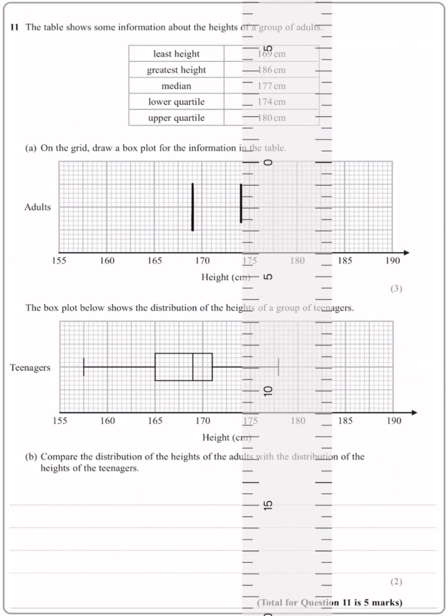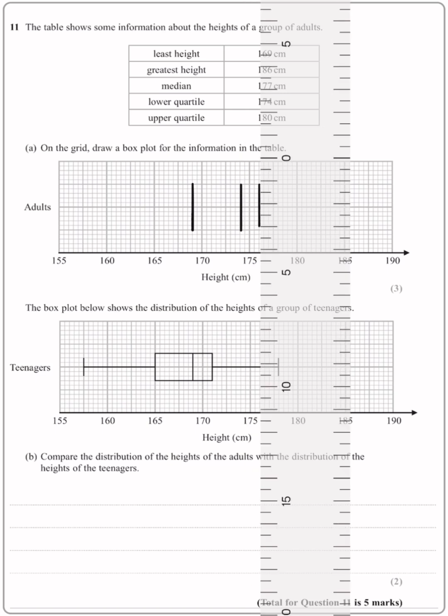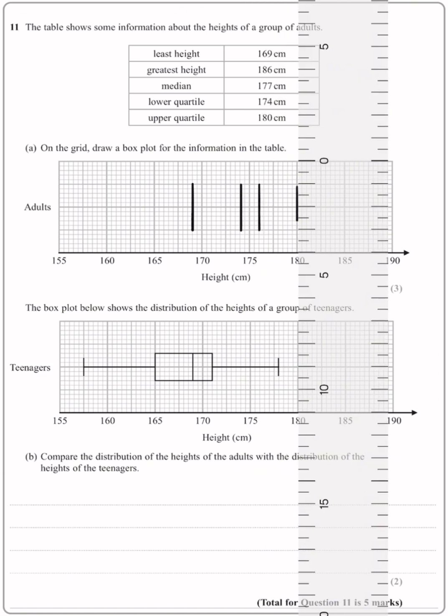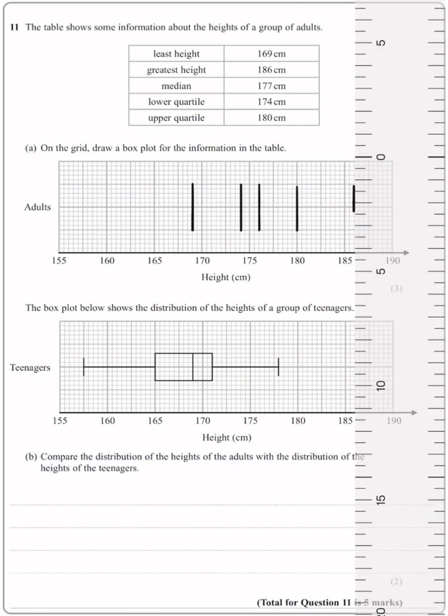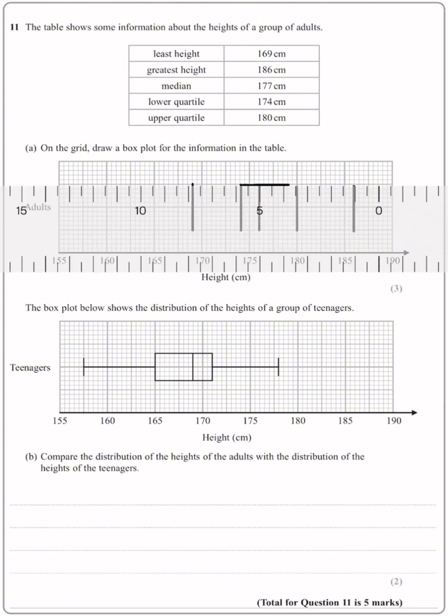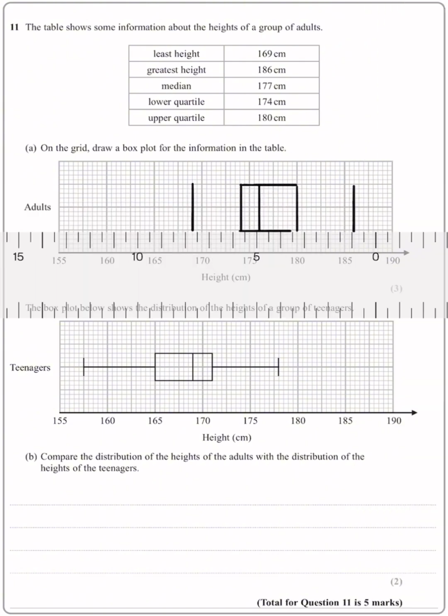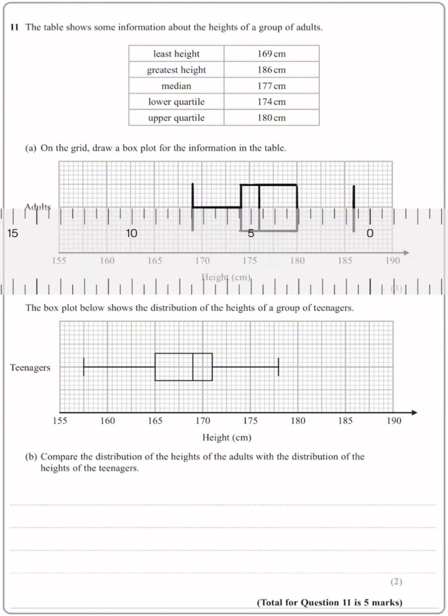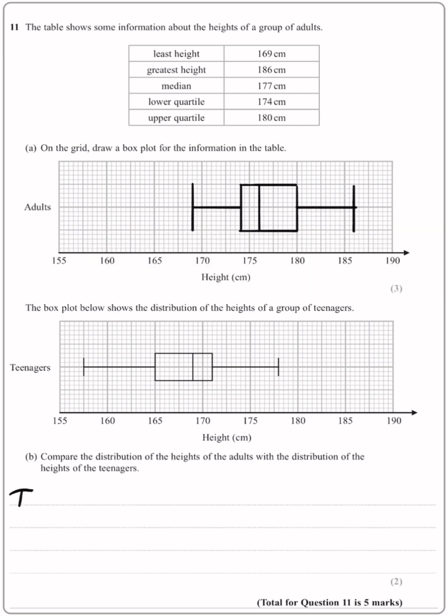Okay, for the box plot, so lowest value at 169, and then 174, 177, 180, and 186, and join them all up to get a little box plot like that. Then we need to compare two things. We need to compare the median, and we need to compare a range. I've chosen the interquartile range.